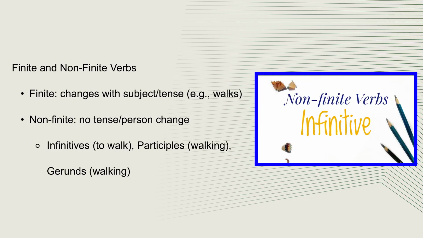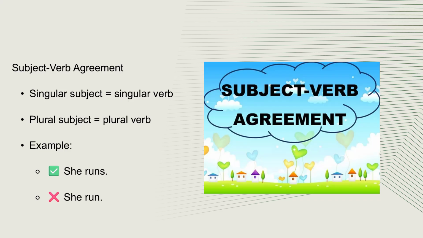Finite and non-finite verbs. Let's now discuss finite and non-finite verbs. A finite verb changes according to subject or tense, like he walks. A non-finite verb does not change and includes infinitives, participles, and gerunds. Examples include to walk, walking, and walked. These forms are important in combining multiple ideas smoothly.